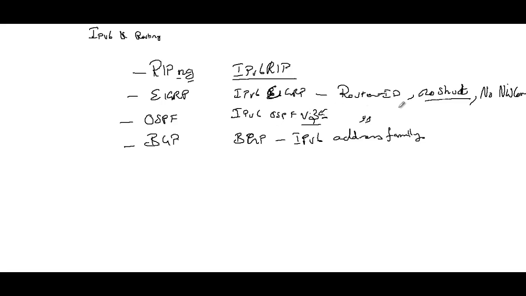The router ID should be a 32-bit number like an IPv4 address. That IPv4 address is just for the router ID. It will not be routed. It's just for identification. So IPv6 uses an IPv4-format address for identifying the device in the autonomous system or in the area. That's what the router ID is. And there is no need of any no shutdown, and all the configurations go under the interface even here.